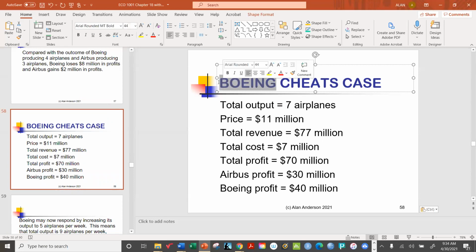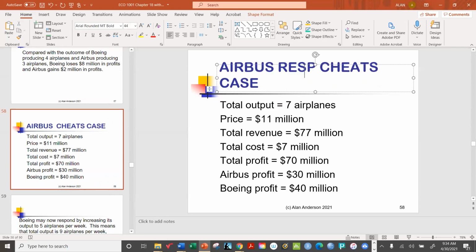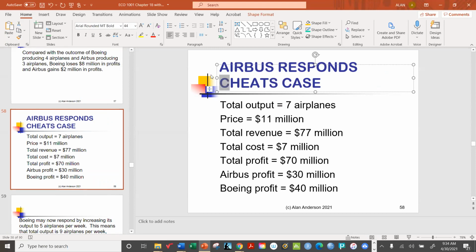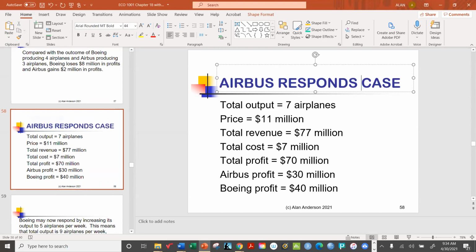Airbus responds. Okay, so now all of a sudden they're making 4 planes each. The price is 9. The revenue is 72. The cost is $8 million. The profit is now 64. And each one is making 32.